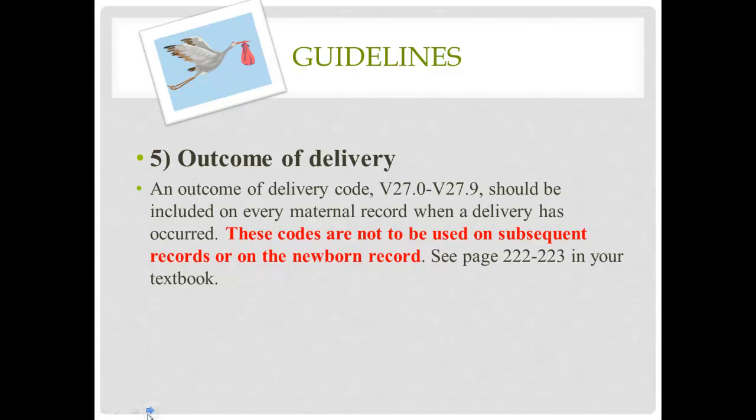Another guideline that is extremely important is outcome of delivery. You would use V27.0 through V27.9. And again, this should only be in the mother's record. You cannot use these codes on the baby's record. And you can read more about this on page 222 to 223 in your textbook. We cannot use these V27 codes on the baby's record, but we'll find out later which codes we should use for the baby.